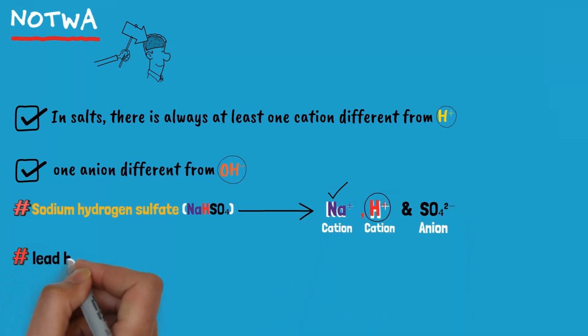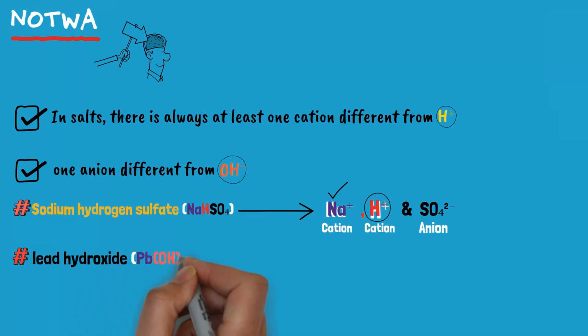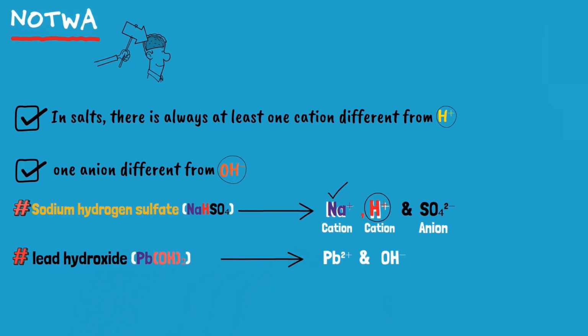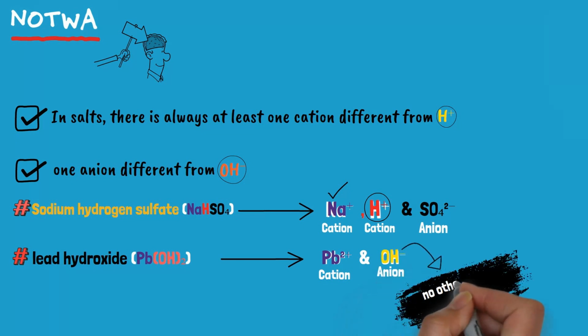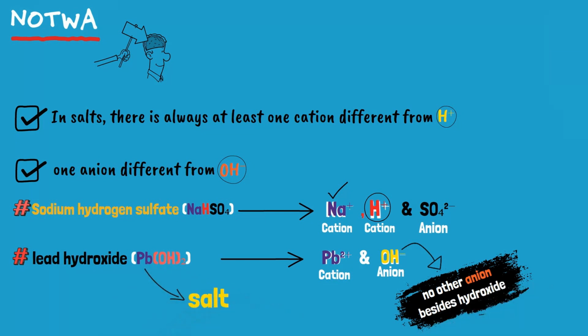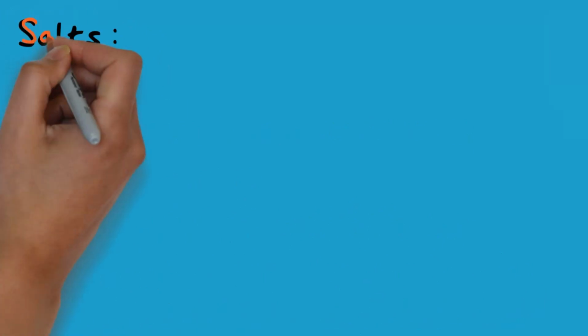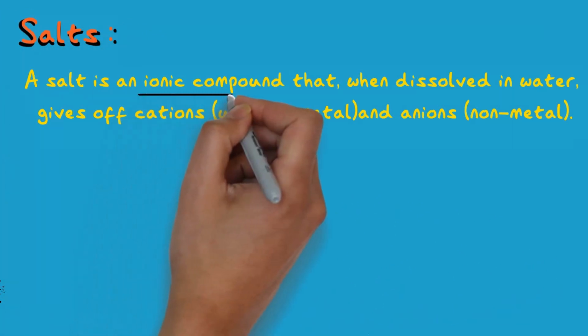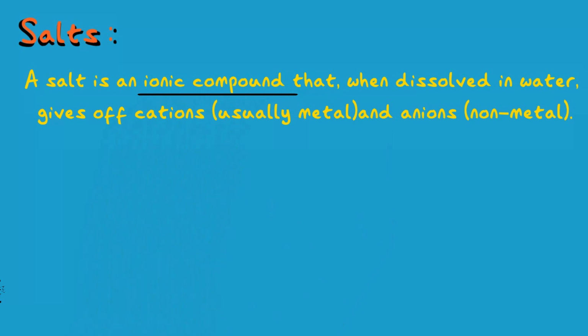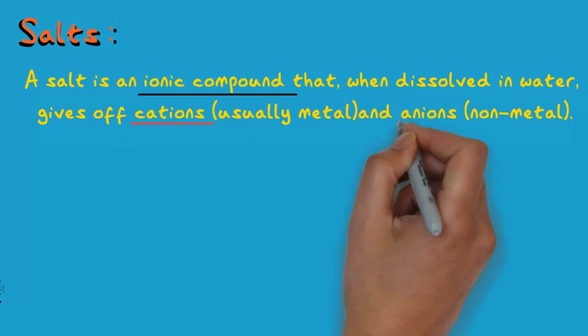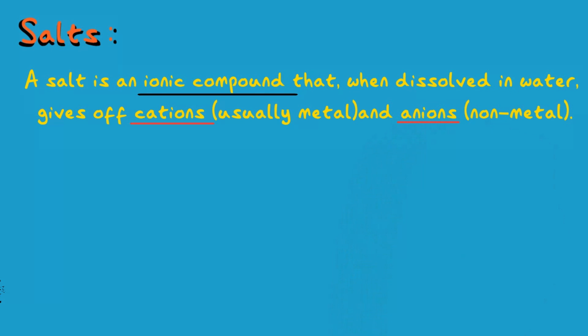Now, if you look at lead hydroxide, Pb(OH)2, it has two ions, lead Pb2+ and hydroxide OH-. Since there is no other anion besides hydroxide, lead hydroxide is not a salt but a base. Now, we can define salts as ionic compounds that contain a positively charged cation, usually a metal except for ammonium, and a negatively charged anion, which is usually a non-metal.